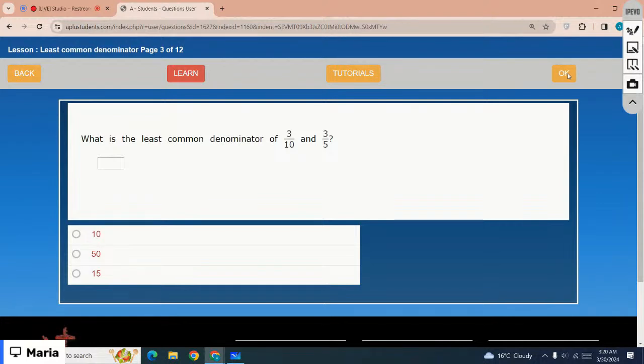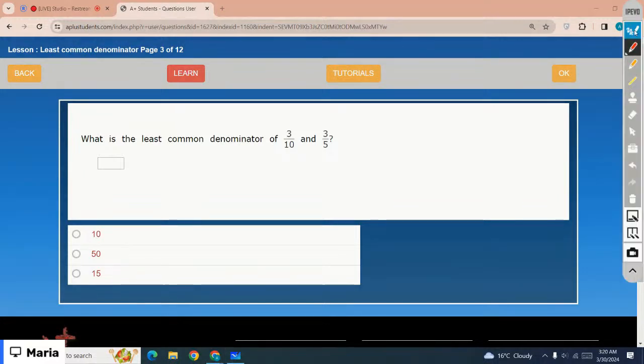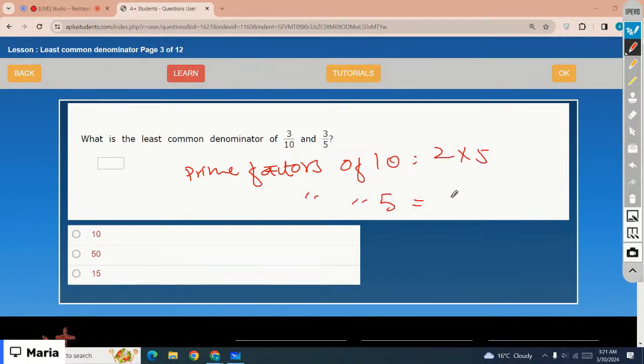You have to write down the least common denominator of 10 and 5. So, let's just write down the prime factors of 10 and 5, right? Prime factors of 10 are 2 times 5. The prime factors of 5 are 1 times 5, right? So the common number is 5, and the non-common is 2. So 5 times 2 is 10. So the correct option is 10.